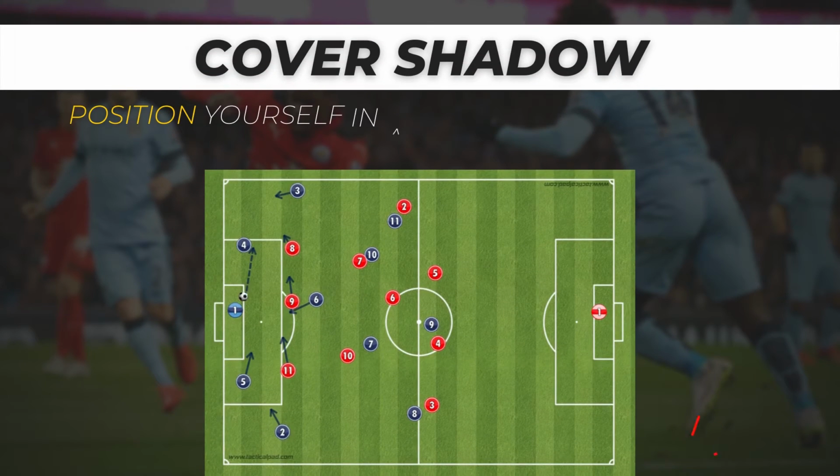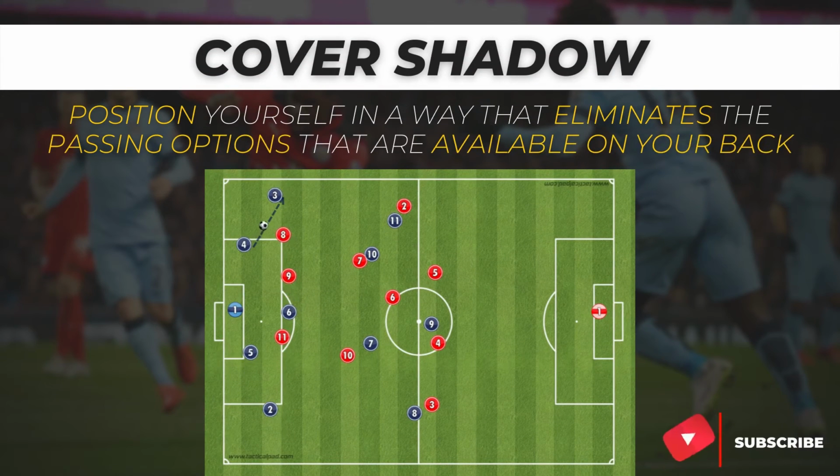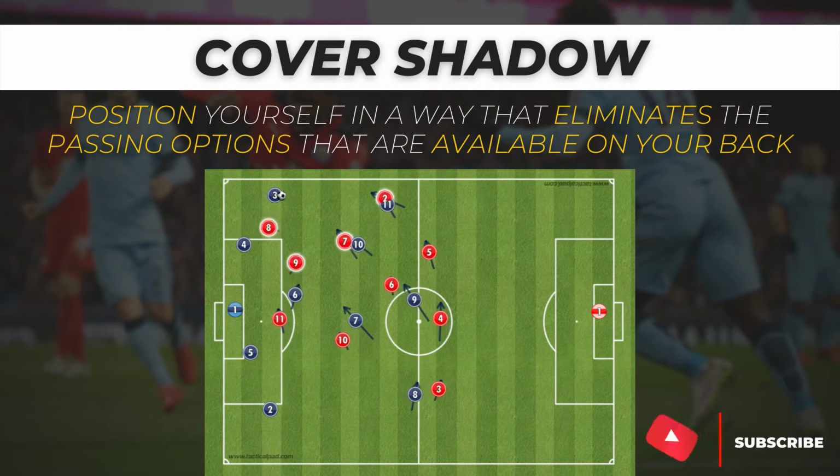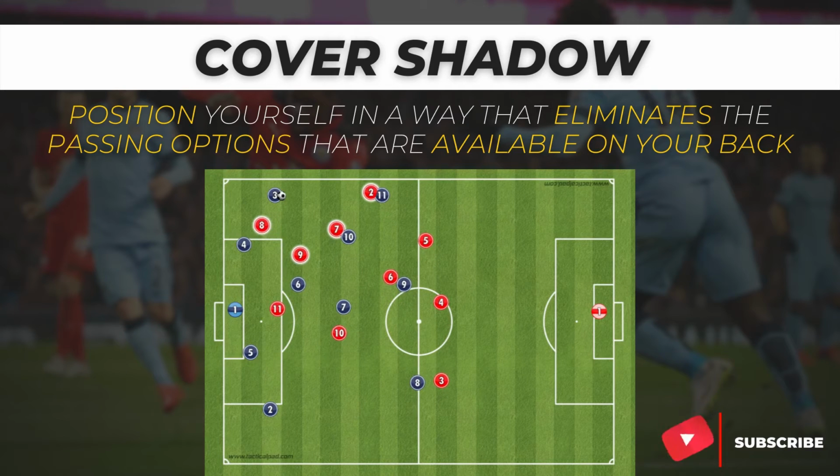Since we're talking about zonal defending, it makes sense to highlight the importance of smart positioning. As we've said, a high press aims to block progressive passing options. This can be done by covering your shadow, otherwise known as shadow defending, where you're essentially positioning yourself in such a way that eliminates or minimizes the passing options available in your back. In order to cover your shadow, you obviously need to be aware of what's happening on your back and then adjust your positioning, your run, and your body language.